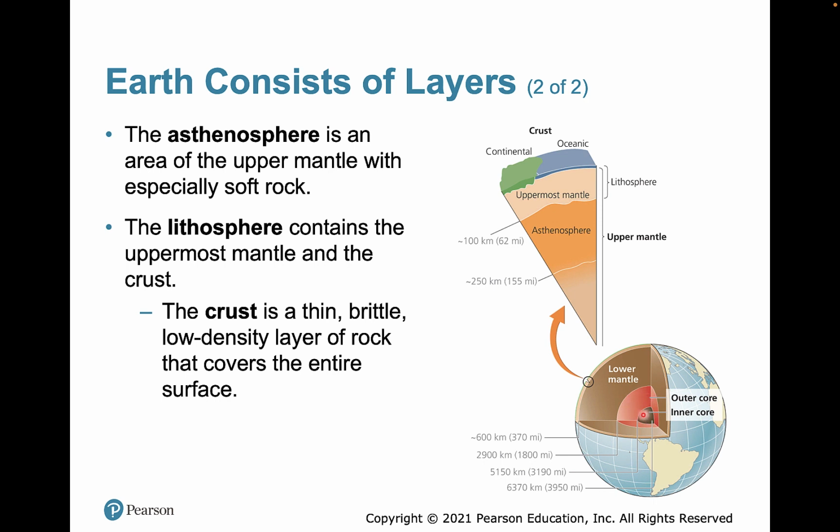The inner core spins in the outer core to generate the magnetic field that keeps so much solar radiation from hitting the Earth. It also produces the beautiful aurora, the aurora borealis, the northern lights, and the aurora australis, the southern lights.